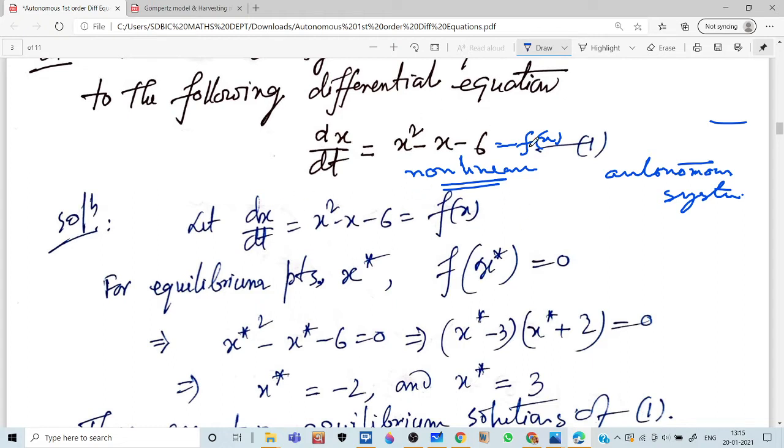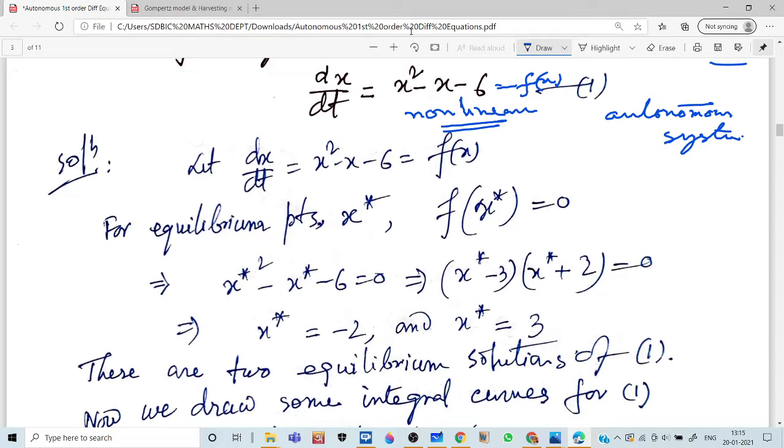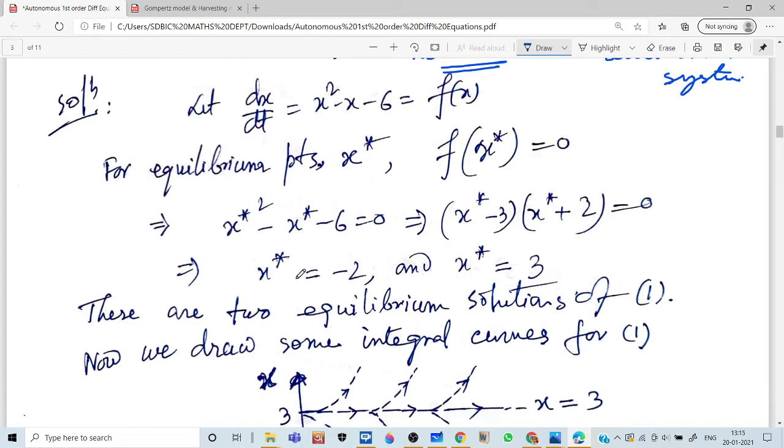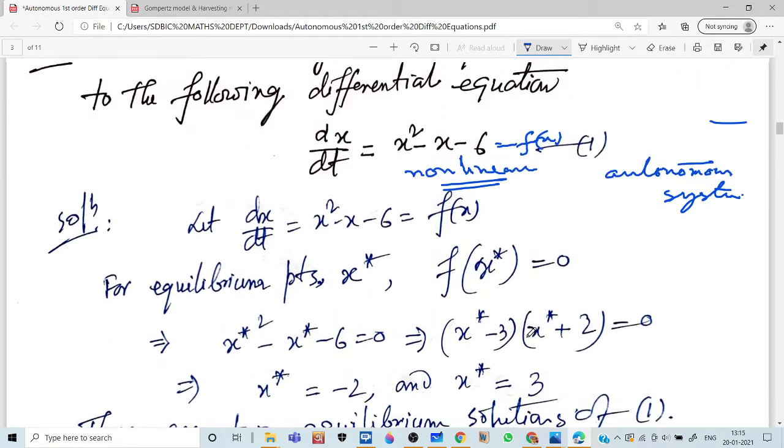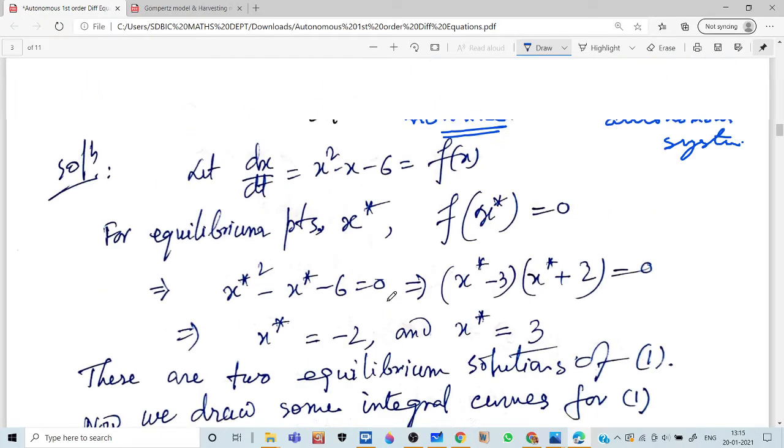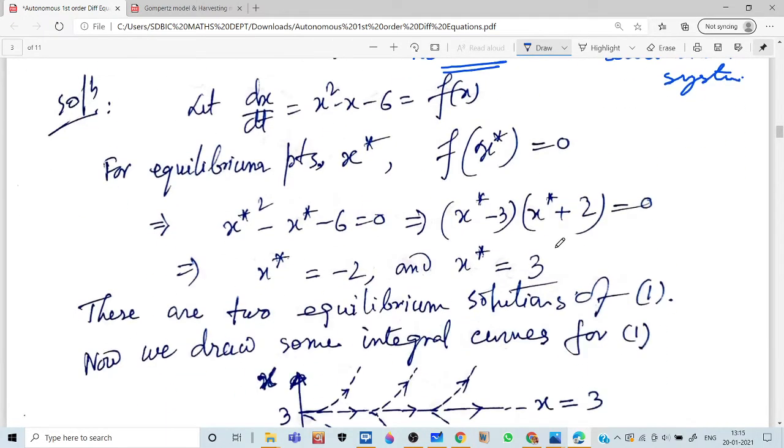To find the equilibrium point x star, f(x star) is equal to 0, that is dx/dt is equal to 0. Solving this, put x star square minus x star minus 6 equal to 0, and we get x star equal to minus 2 and x star equal to 3. So x star equal to minus 2 and x star equal to 3 are two equilibrium solutions, equilibrium points of differential equation 1. Note that these are also solutions of equation 1.